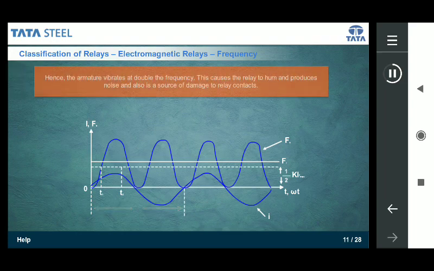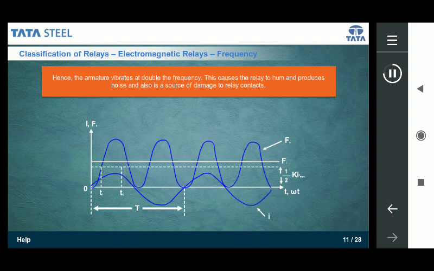Hence, the armature vibrates at double the frequency. This causes the relay to hum and produce noise, and it is also a source of damage to relay contacts. This leads to sparking and unreliable operation of the relay operating circuit contacts due to make and break of the circuits.